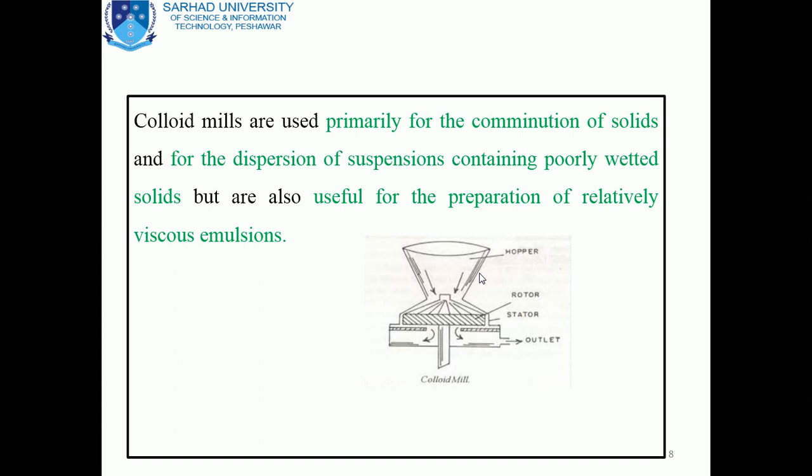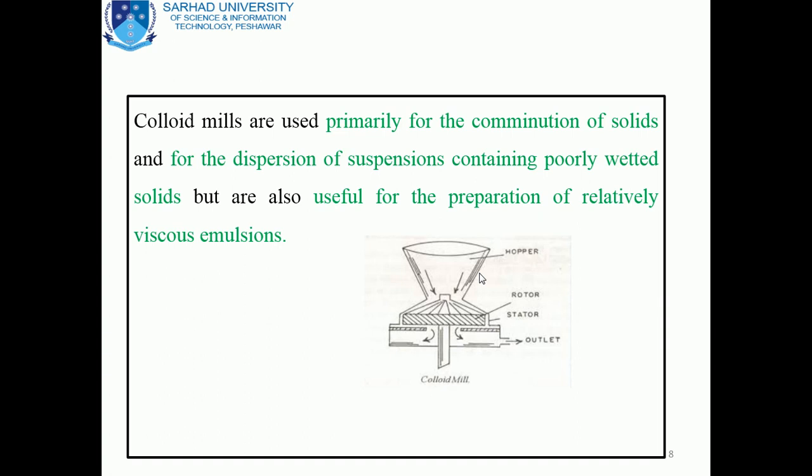Colloid mills are used primarily for the comminution, that is the particle size reduction of solids, as well as for the dispersion of suspensions containing poorly wetted solids. But it is also useful for the preparation of relatively viscous emulsions.